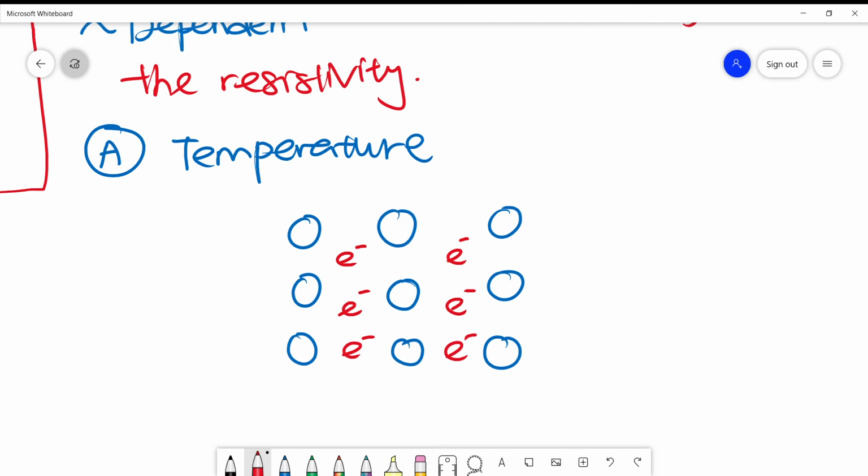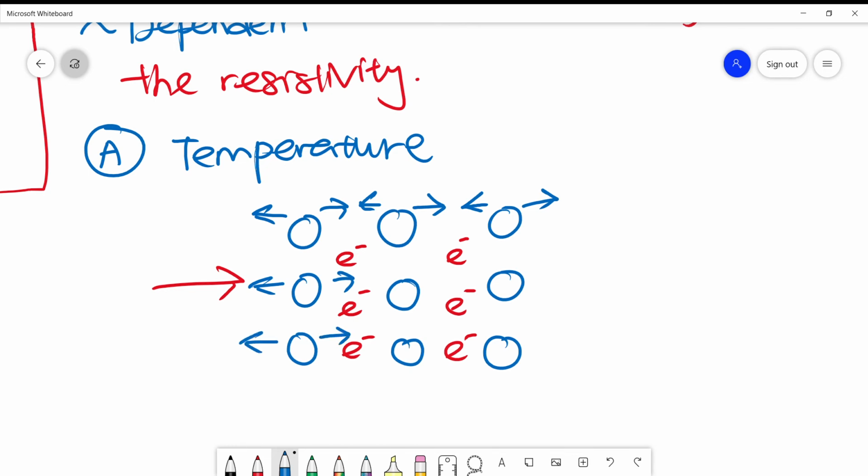So when heat is supplied to increase the temperature, we did learn from the chapter on heat transfer that when heat is supplied, the lattice atoms of the material begin to vibrate with larger amplitude. This is actually the same concept. When heat is supplied, the lattice vibration increases and increases.